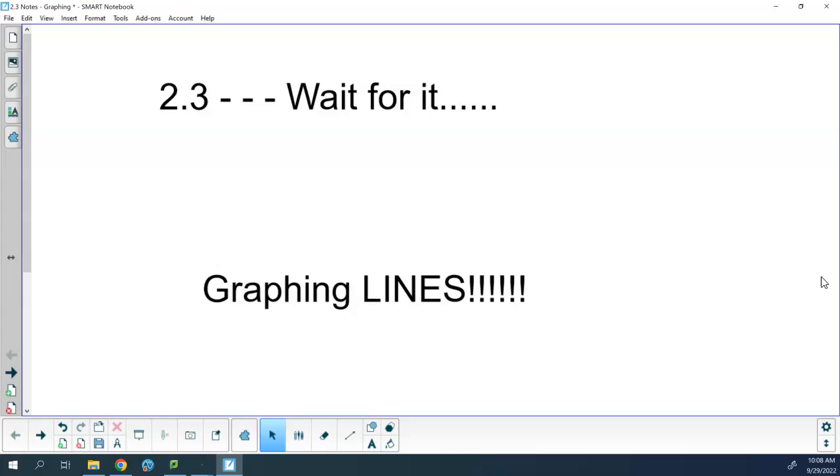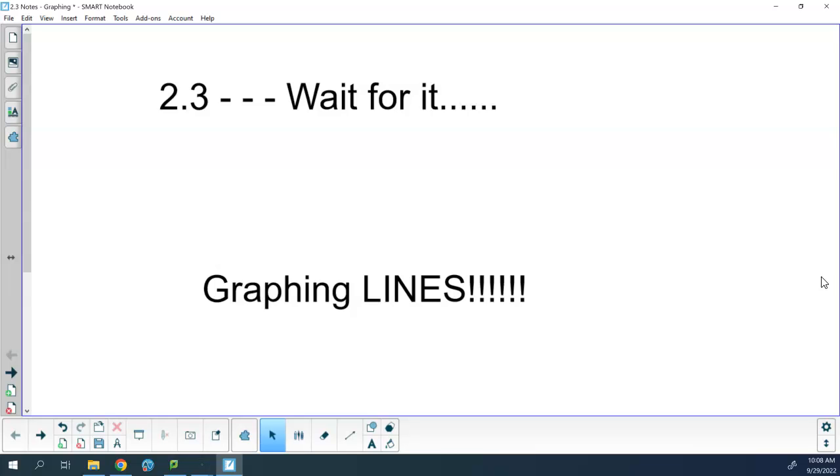We do graph lines. Now, yesterday we talked about lines. We talked about the department of redundancy department, right? What are lines in terms of a shape? All lines are straight. All lines are straight.